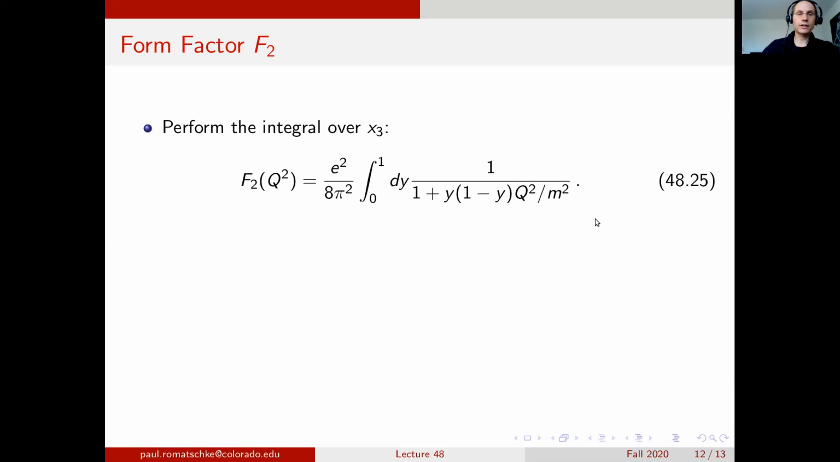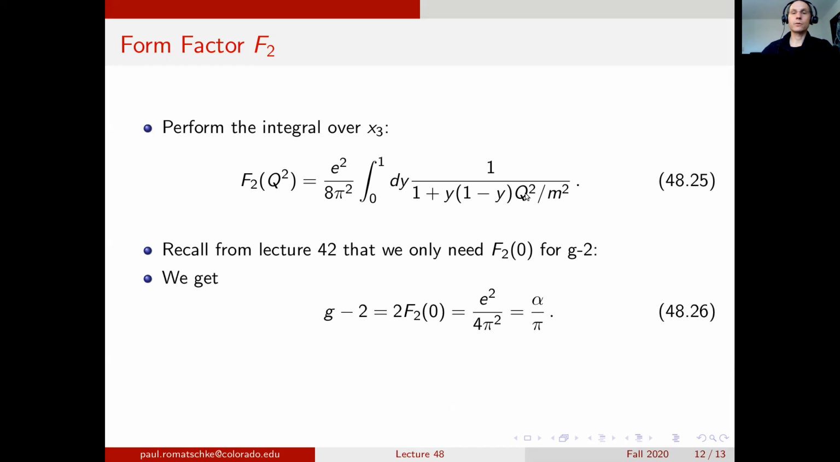It's possible to do this integration, but for g minus 2, all we're interested in is the form factor evaluated at zero photon momentum q. So we can just plug q equals 0 into this formula, then this integral just gives 1, and we find that g minus 2, which is twice the form factor evaluated at 0, is just e squared over 8 pi squared times 2, so e squared over 4 pi squared. And we can write this in terms of the fine structure constant alpha, which is e squared over 4 pi. So we have g minus 2 is just alpha over pi, to leading order in perturbation theory.